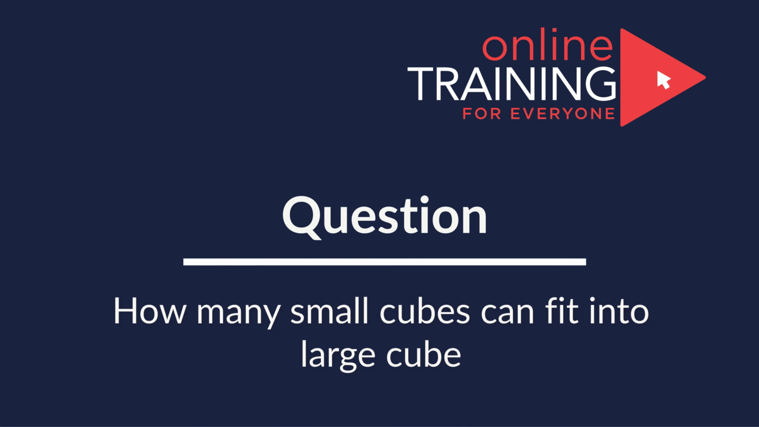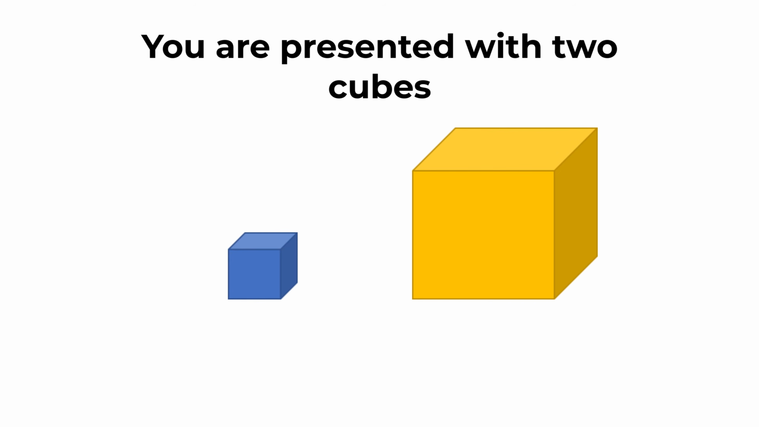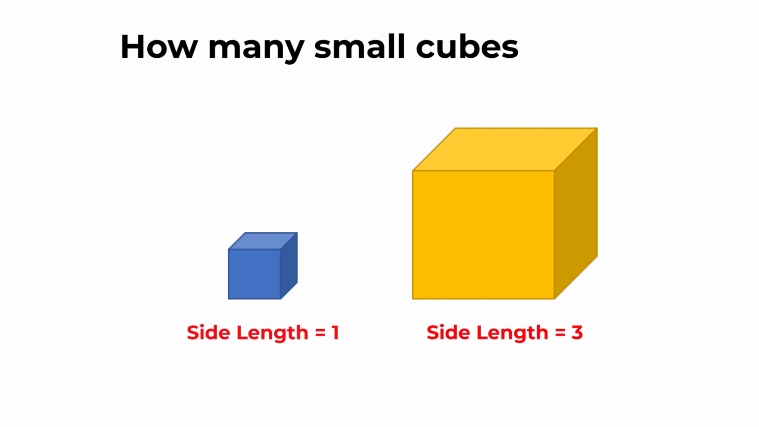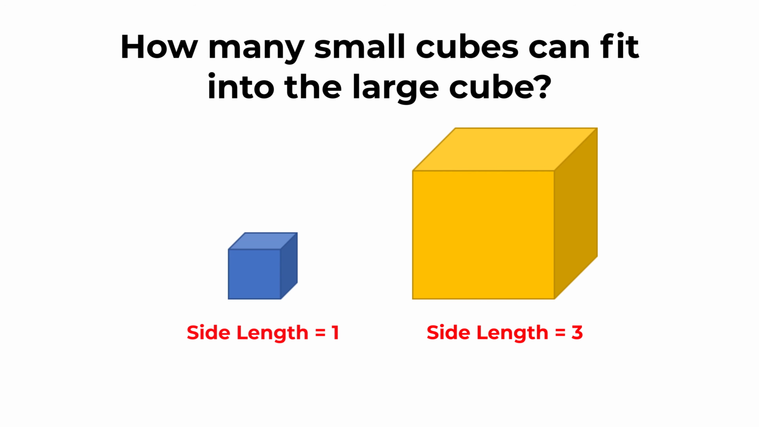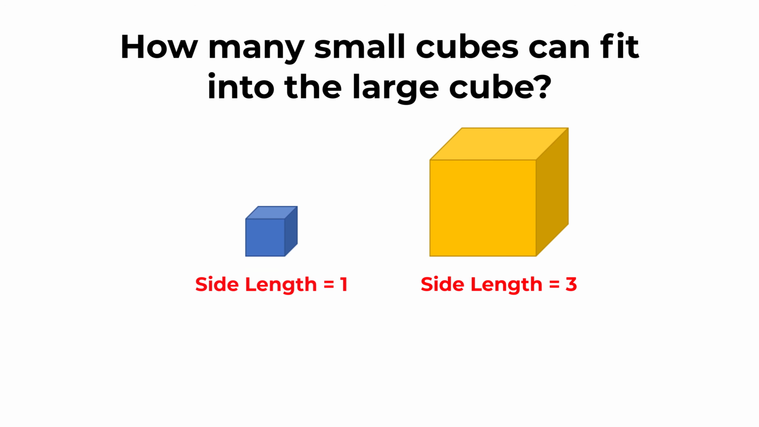Here's a cool question which you frequently see on the test. You're presented with 2 cubes. One cube has side length equal 1 unit, and second cube is a larger cube and it has side length equals 3 units. So the question is, how many small cubes can fit into the large cube? And you have 4 different choices. Choice A, 9. Choice B, 18. Choice C, 27. And choice D, 81.